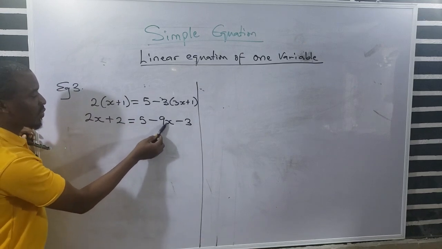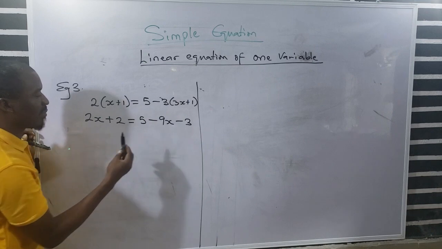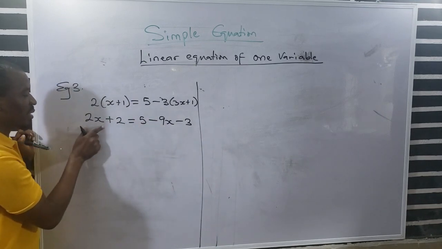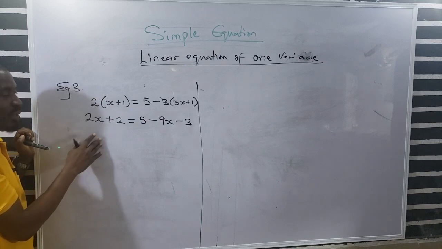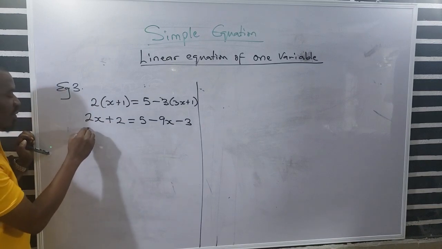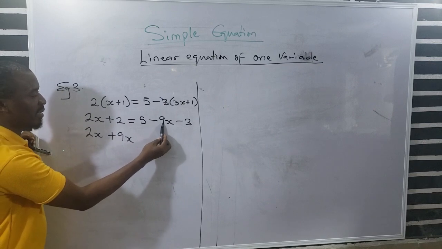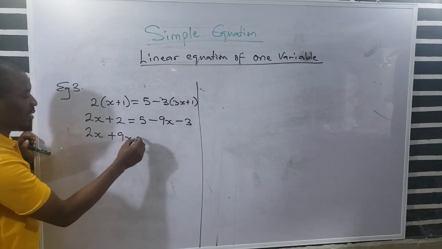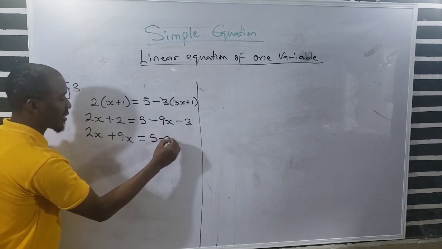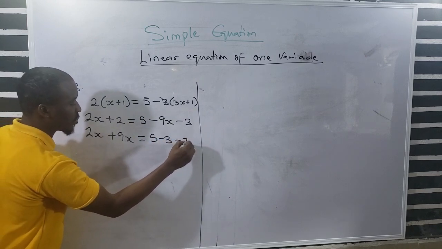So the next thing now is to collect like terms. So we can bring this one over here and take this one over there. I'm just trying to pick the expressions with s on one side of the equation and take the numbers to the other side of the equation. So that will give us 2s plus 9s, that is when minus 9s crosses over the equality sign, equal to, I have 5 here, I have minus 3 here. So this plus 2 will cross over to give me minus 2.